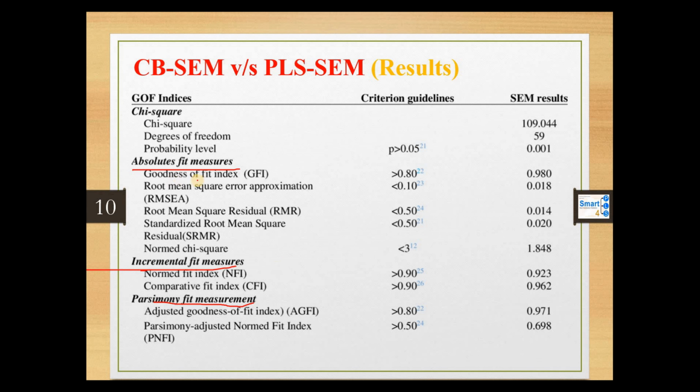These are the fit indices: goodness of fit index, GFI, RMSEA, RMR, SRMR, norm chi-square, standardized root, okay, and then NFI, CFI, AGFI, and the PNFI. Normally these are the goodness of fit indices, and these are their benchmarks. If we are meeting all of these, that's wonderful, and if not, then you have to edit the results. Some options are available in the AMOS over there.